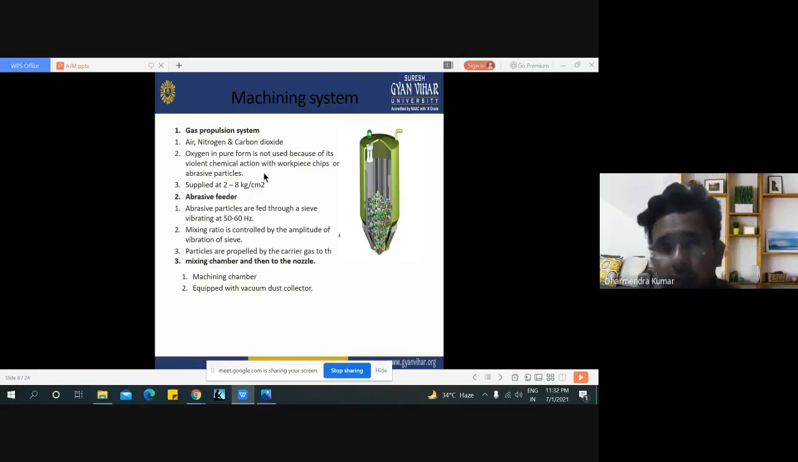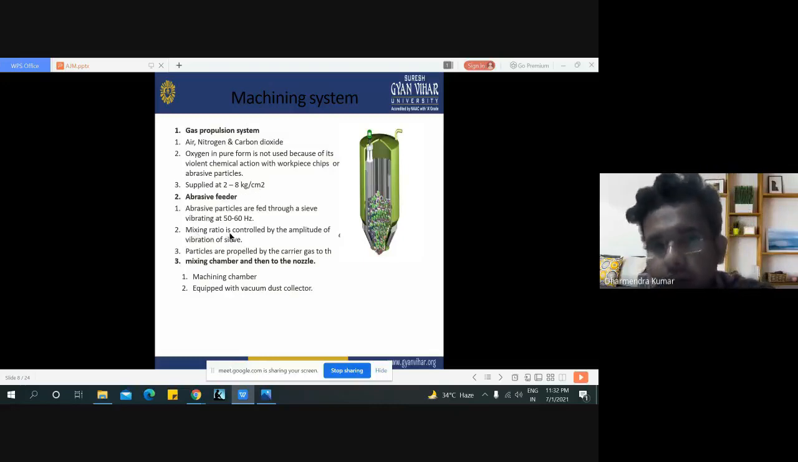Here a multiple choice question also arises: is pure oxygen used or not in abrasive jet machining? Our answer would be no, pure oxygen is not used in abrasive jet machining. Gas is supplied at 2 to 8 kg per centimeter square.